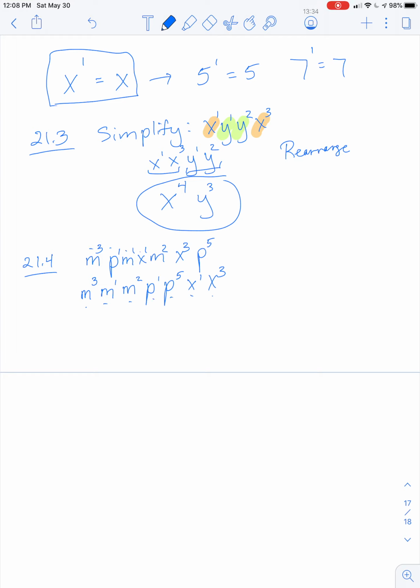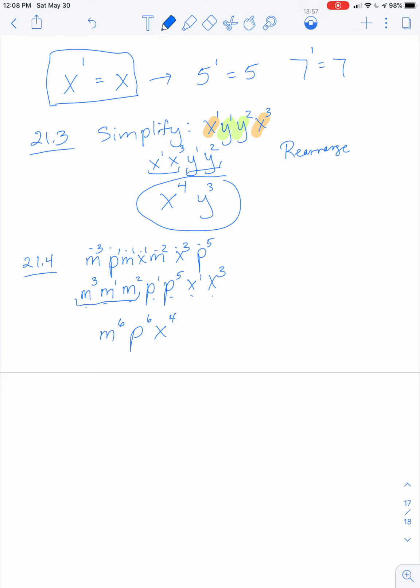1, 2, 3, 4, 5, 6, 7. So I have collected all of them. Now I can put them together. So any of my numbers or variables that have a base of m, I'm going to add those exponents together. That comes to 6. I'm going to add my p's together to the 6th, and I'll add my x's together to the 4th power. And that's the answer to that problem.